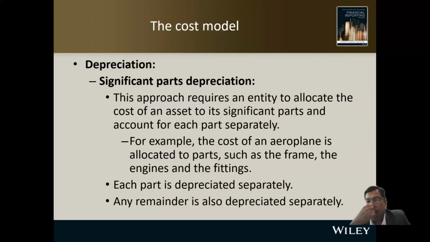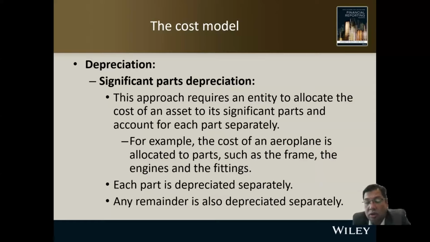Okay, the next one will be the significant part depreciation. This approach requires an entity to allocate the cost of assets to its significant parts and account for each part separately. For example, in the case of airplanes, maybe the engine, we need to provide depreciation for that engine, depreciation for the body of the aircraft, depreciation for the navigation system, because these are the significant parts.